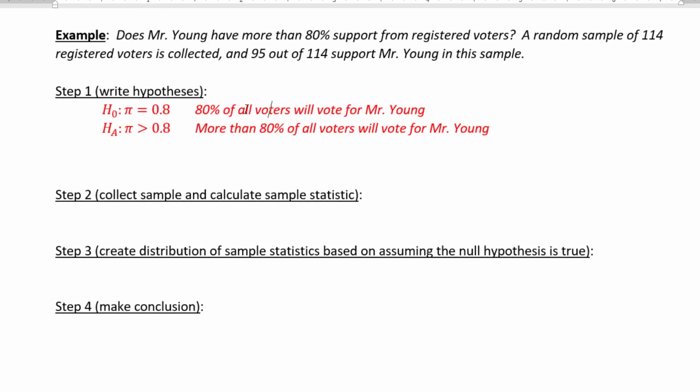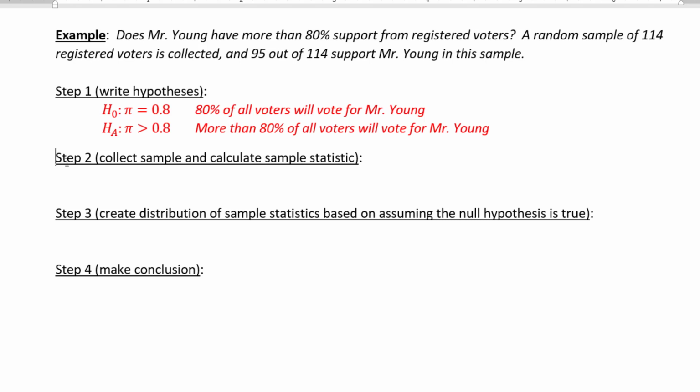Recall, the null hypothesis needs to have the equal sign, so it reads that pi is equal to 0.8. 80% of all voters will vote for Mr. Young. Alternative hypothesis needs to have a less than or a greater than or a not equal to sign, and so this one would read more than 80% of all voters will vote for Mr. Young. We selected more than because that is what the research question read in the very first line.